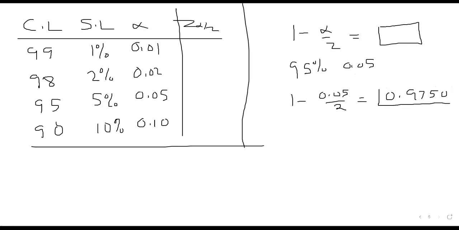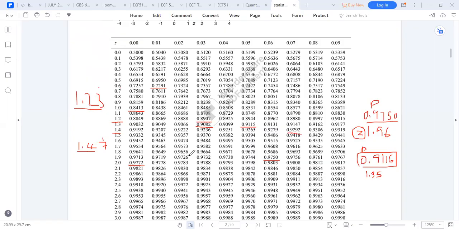Then we read this from inside the table. Let's read 0.975 from inside the table. I taught you how to read from inside the table in the previous class. So check what is 0.975 from inside the table. What are you getting? Is it 1.96?